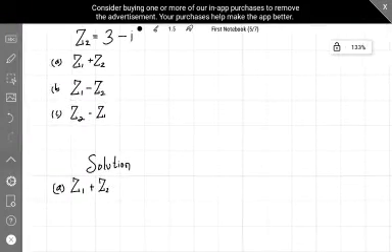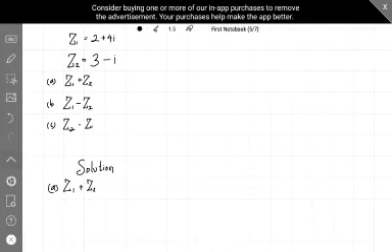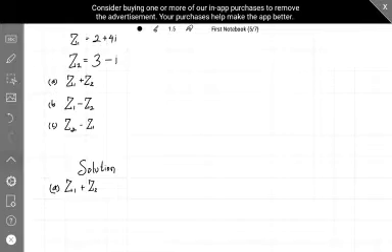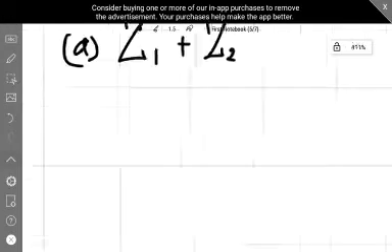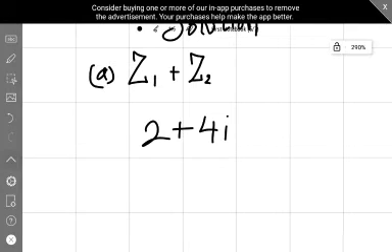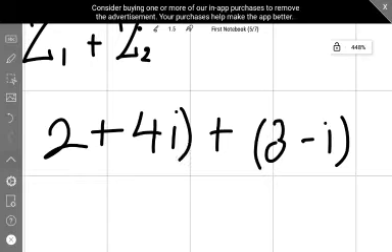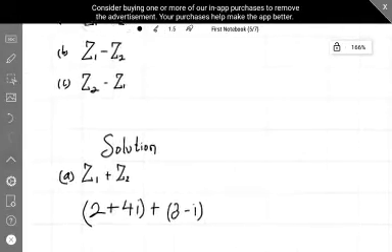So for the first example, we have z1 plus z2, and remember we've been given the values of z1 and z2 to be 2 plus 4i and 3 minus i respectively. So z1 plus z2 is going to be (2 plus 4i) plus (3 minus i). Now notice here that I'm adding brackets. This is because this sign outside is going to affect the second sign inside, as we would see in the second example, which is the B part.